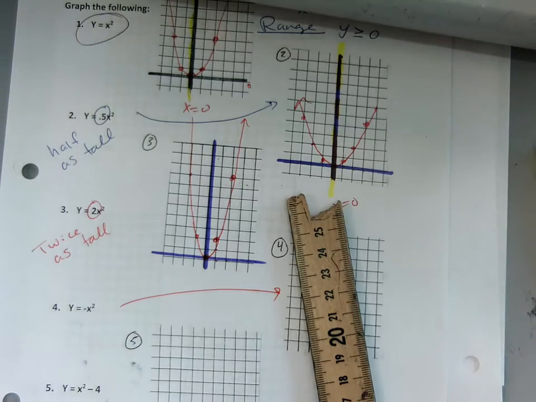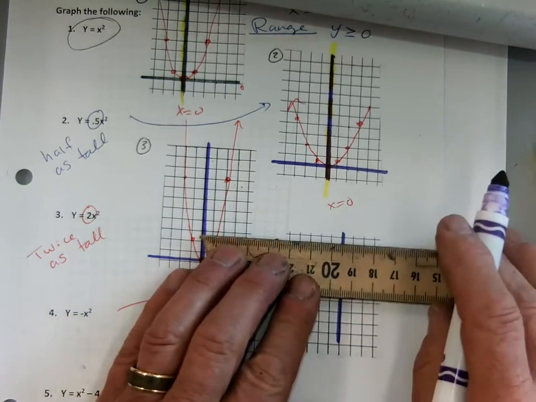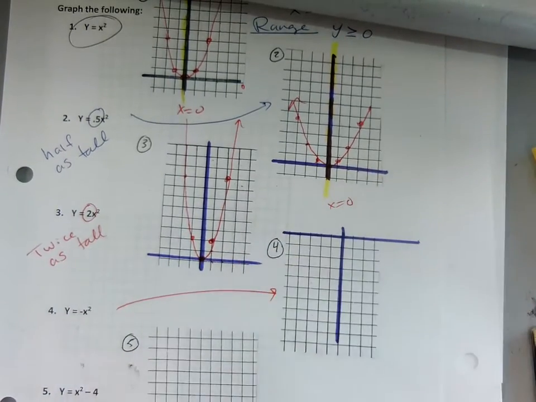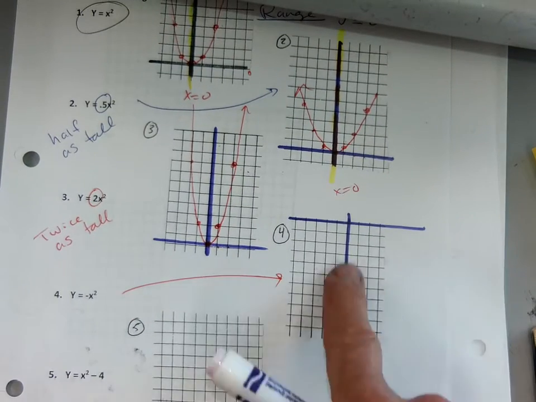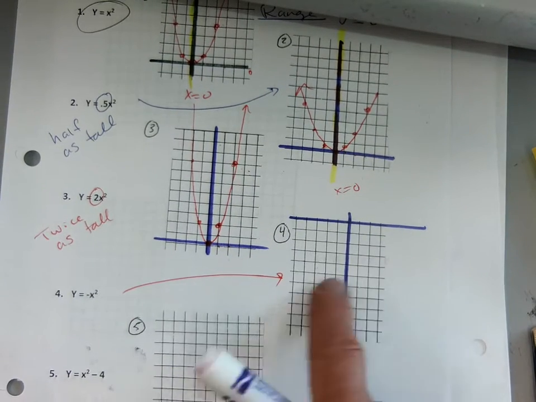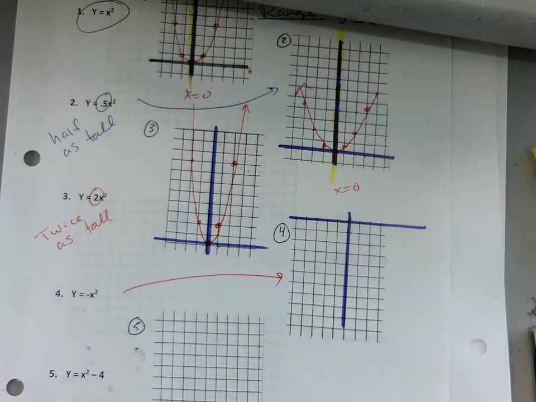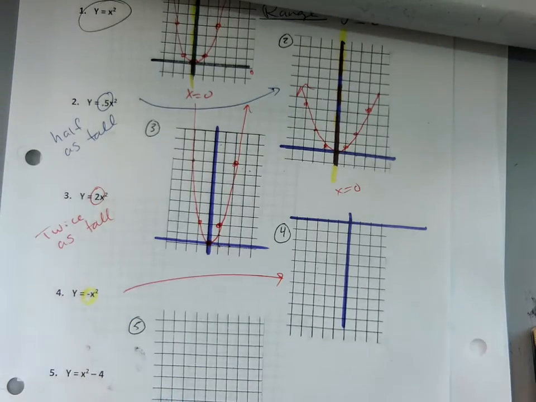When you draw number 4, put the x and y axis like this, trust me. Why did I draw it like that? Because it's negative, so it's going to be a frowny face. This one is going to be a reflection over the x-axis.